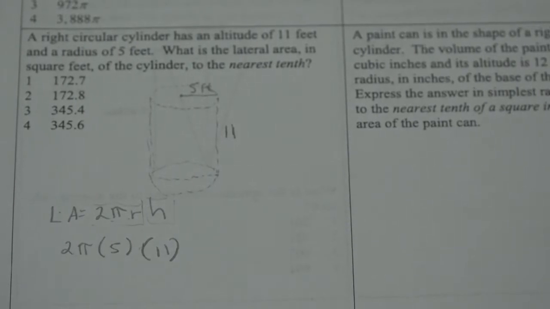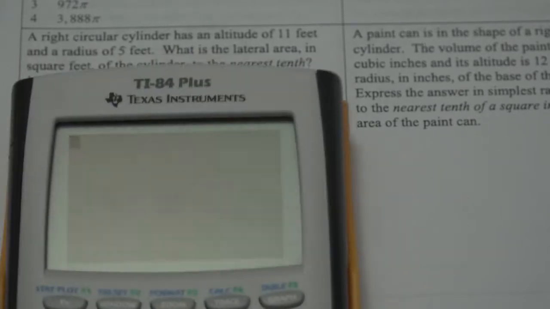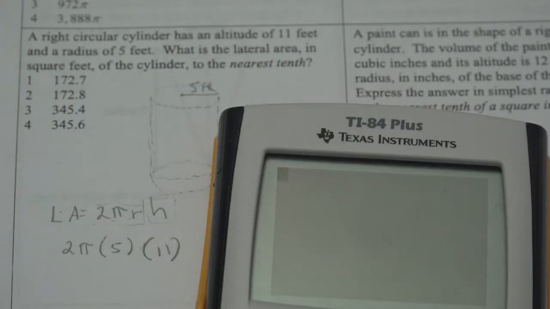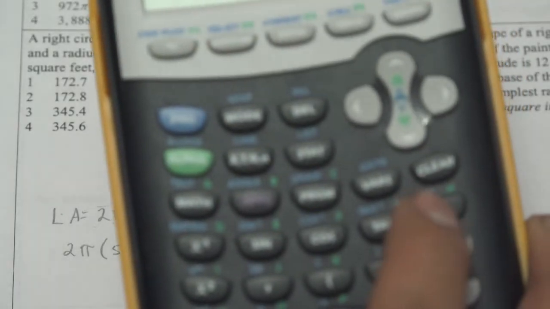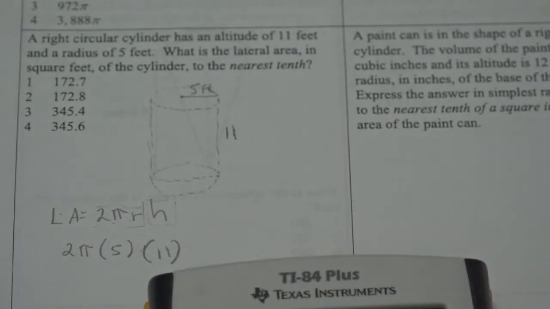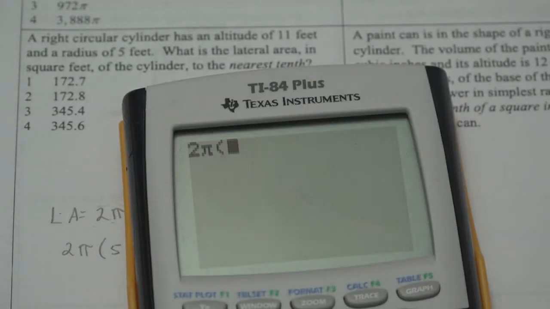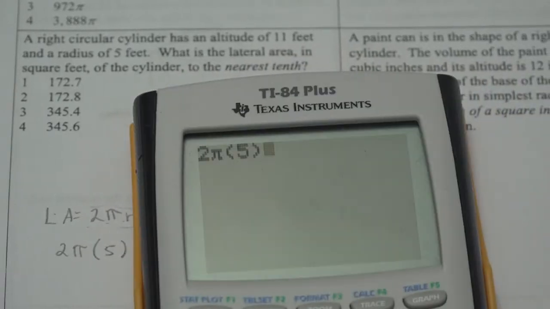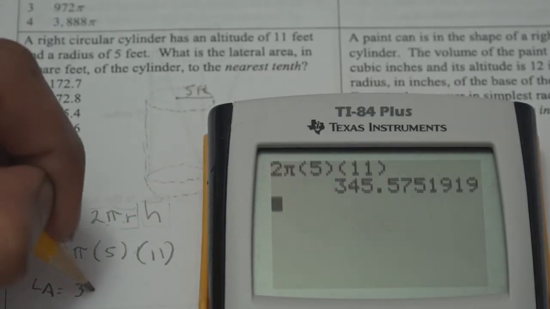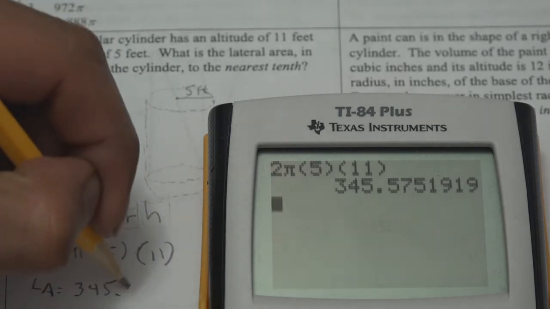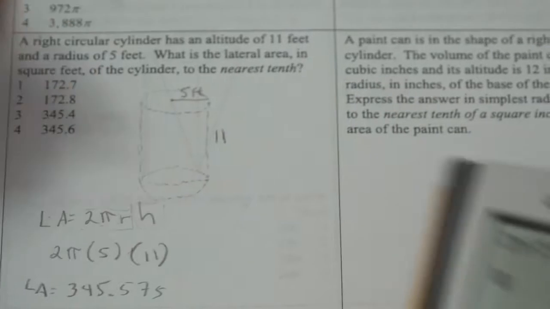So I'm gonna calculate it. So what am I gonna do? I'm gonna put it right here. All right, so I'll put 2, second, the caret symbol right here. See that? Okay, second, and that gives you pi. Okay, times 5 times 11, and that gives you 345. LA is 345.575. Okay, so on and so forth.